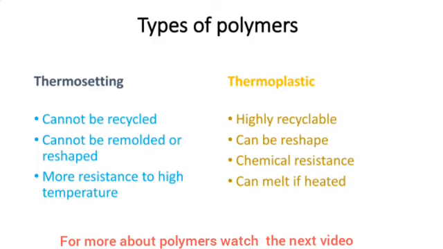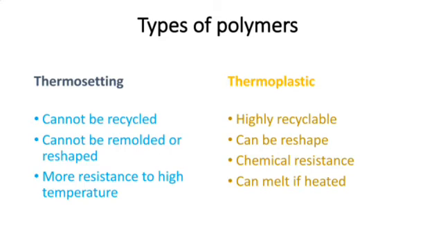Now types of polymers, we have the thermosetting and the thermoplastic polymers. Now the thermosetting cannot be recycled, cannot be remolded or reshaped, and is more resistant to high temperature. Now the thermoplastic is highly recyclable, can be reshaped, and is chemical resistant.